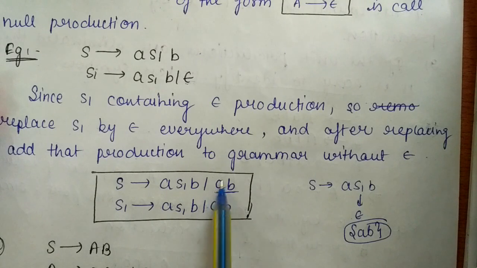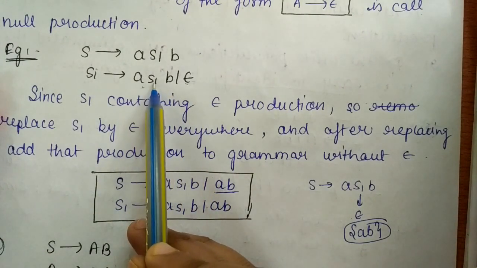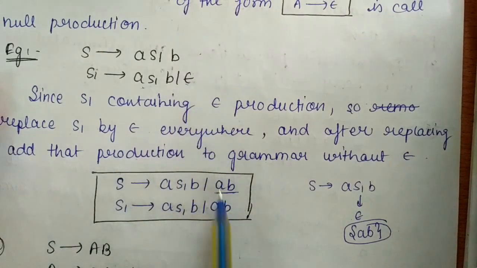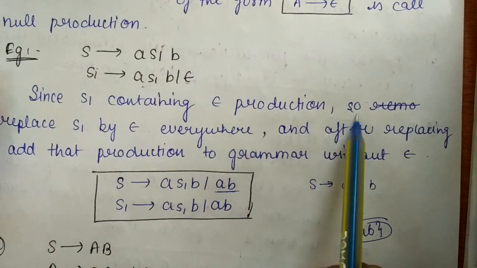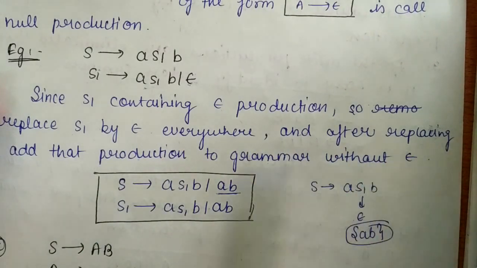So AB will be added to the grammar, and here we have S1 also. So if we replace this S1 by epsilon, then you will get AB here also. So since S1 contains the epsilon production, replace S1 by epsilon everywhere, and after replacing, add the production to the grammar without epsilon.